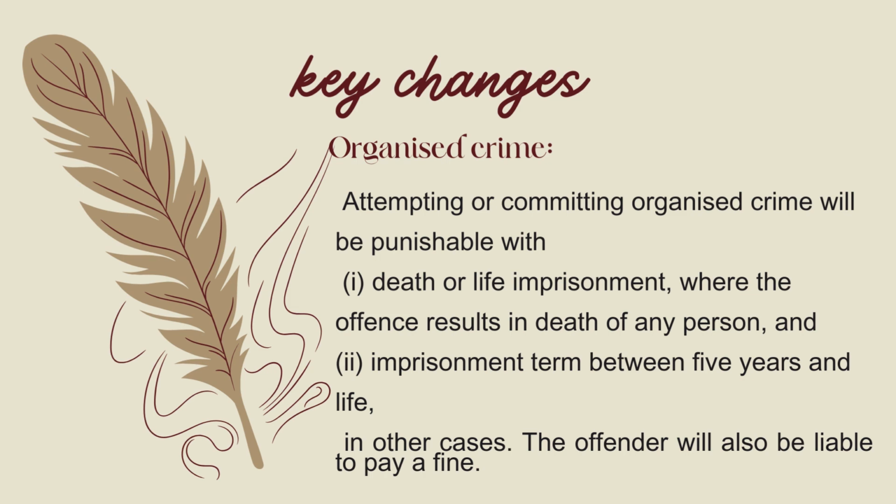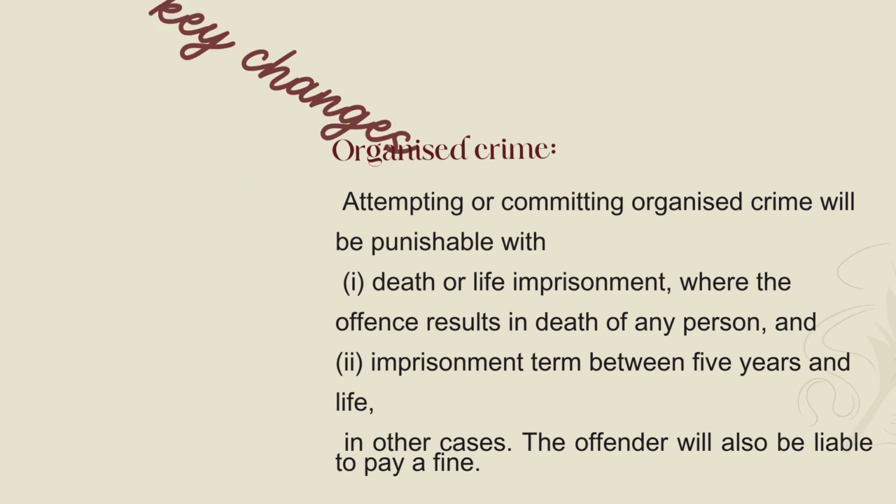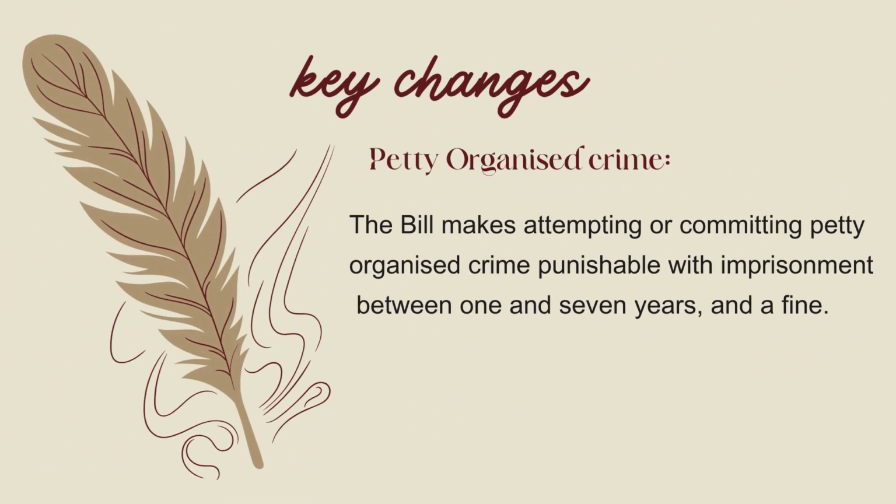So the punishment given under organized crime is death or life imprisonment, where the death of any person is proved, or else an imprisonment term between 5 years to life in other cases, just like the terrorism one. He is also liable to pay some amount of fine, but the amount was not mentioned in organized crime, unlike in the terrorism provision.